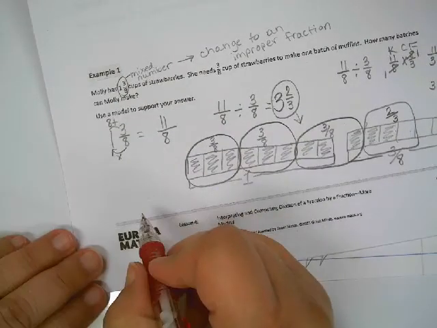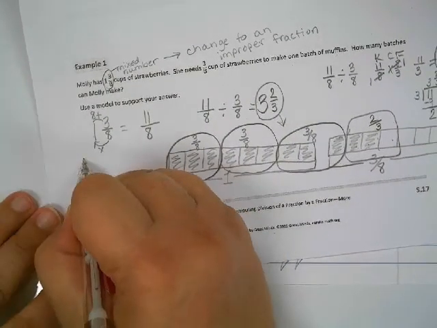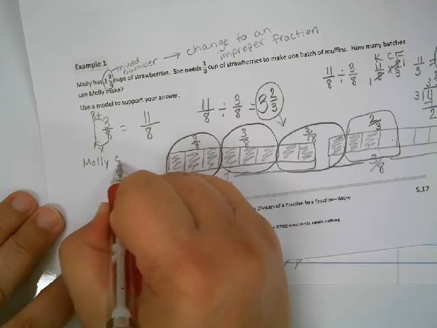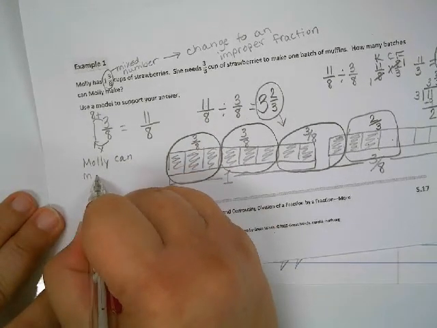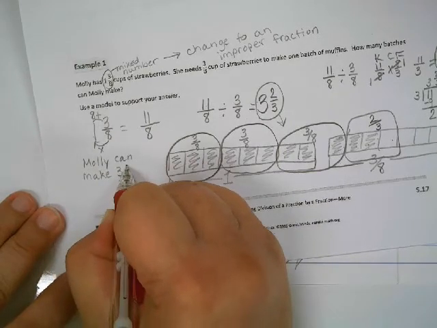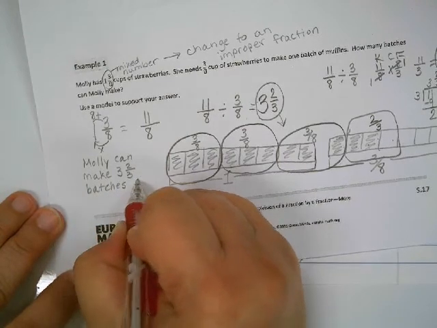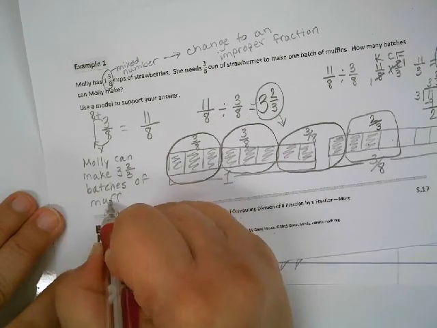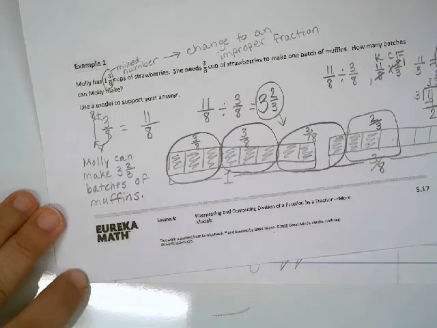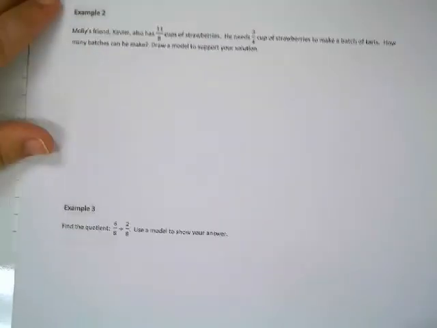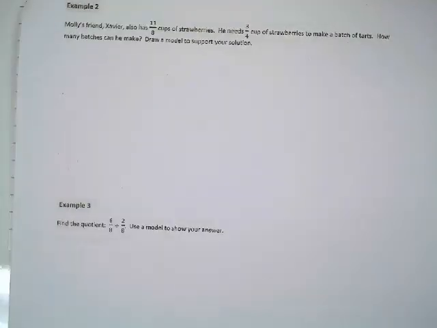And then I have to actually write out my answer. Molly can make 3 2/3 batches of muffins. Okay, I'm going to go on to the next example. And there are several examples today. So today's lesson is going to go just a little bit longer because we had quite a bit of notes to start with.